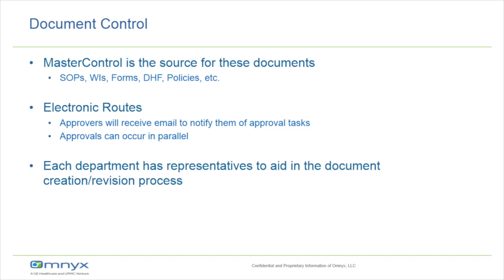When new or revised documents are ready for approval, the approvers of the documents will receive a new task and will be notified by email. Document approvals can occur in parallel. There are no dependencies on approval order.